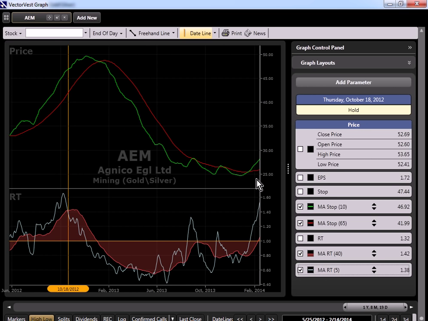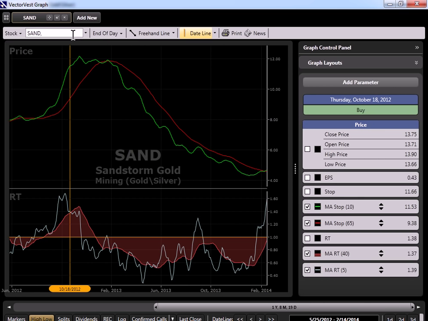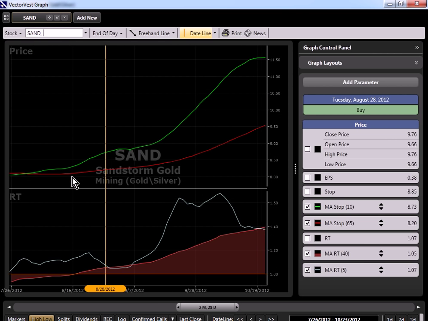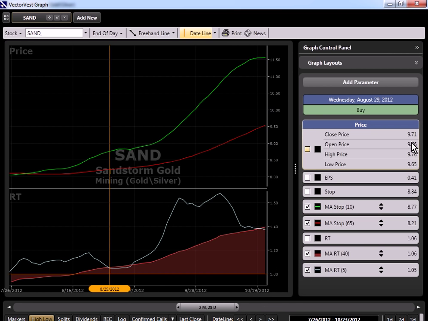Let's take a look at sand. Setting our date back to our purchase date of August 28th. There we go. And if we were very strict, let me zoom in so you can see this. Sand did exactly what we thought it was going to do when we looked at that first graph. We thought, boy, that 5-day moving average is getting really close to breaking through that 40. It did do that just a day later. So you would have been in at $9.76. And out, if you were following this very strictly, at $9.71. So pretty much a wash.